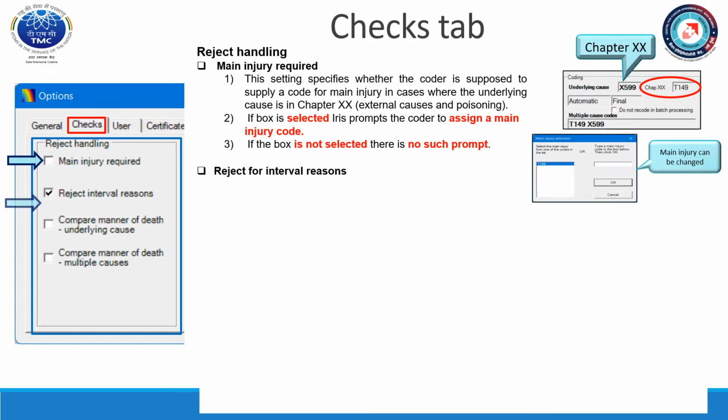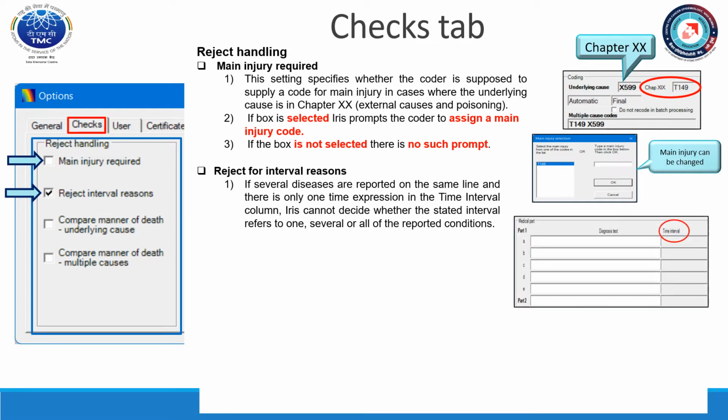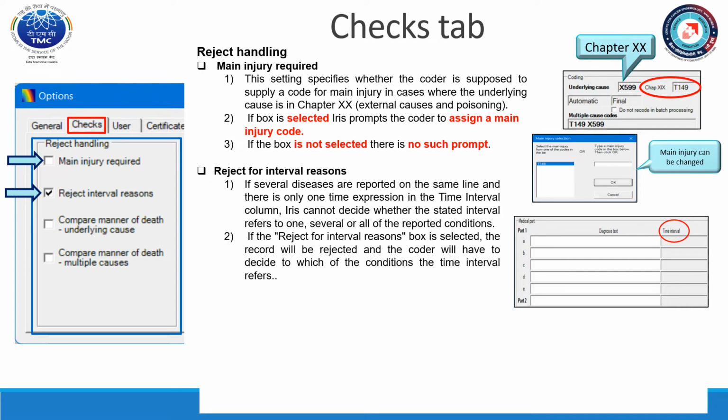If several diseases are reported on the same line and there is only one time expression in the time interval column, IRIS cannot decide whether the stated interval refers to one, several, or all of the reported conditions. If the reject for interval reasons box is selected, the record will be rejected and the coder will have to decide to which of the conditions the time interval refers. If the box is not selected, the time interval will be ignored.